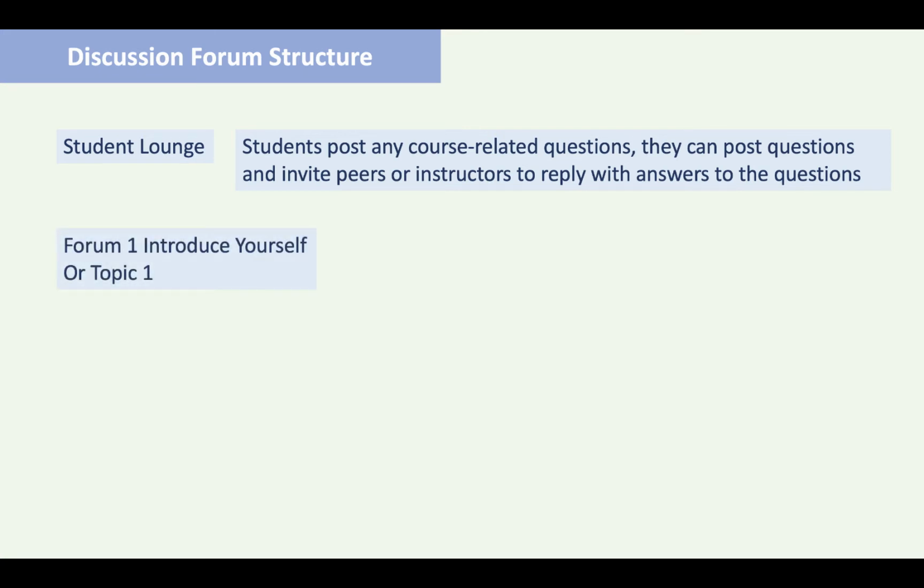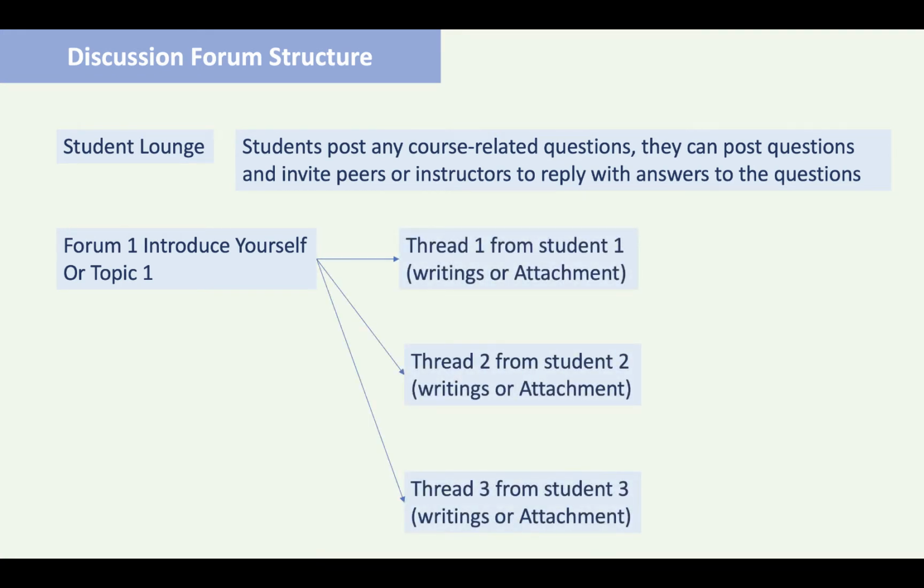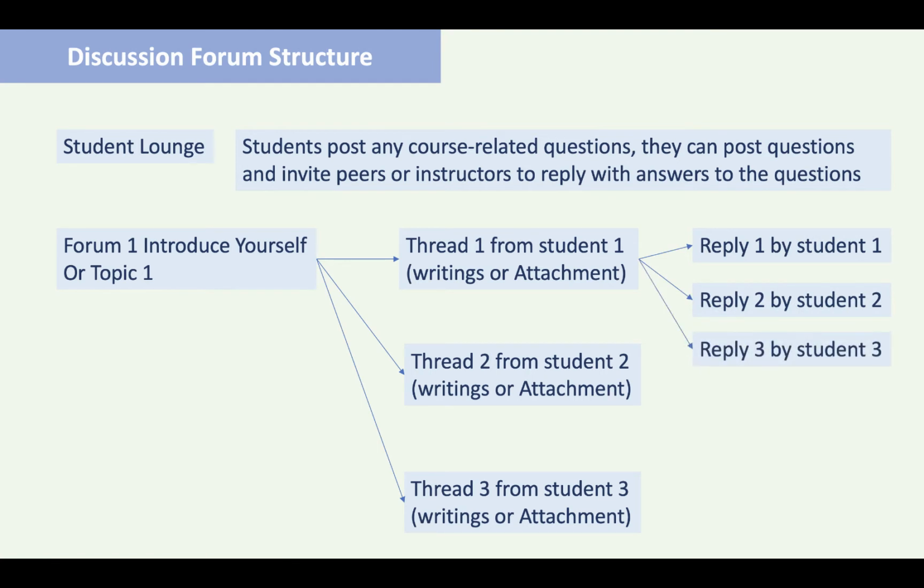For the weekly topic-based discussion forums, you can ask each student to create a new thread or new post in the forum. This will help you to quickly see how many of the students have created their initial posts. For example, if you have 15 students, you will see 15 threads or posts. Then ask students to comment on each other's posts. You will be able to see their reply posts in the reply section under each thread or post.